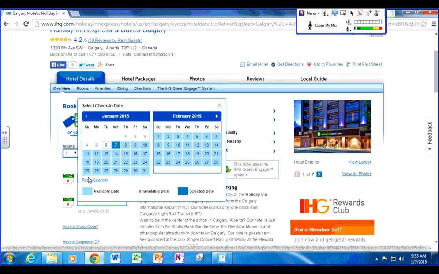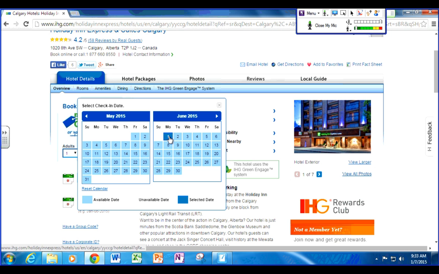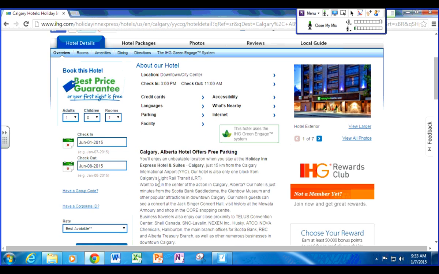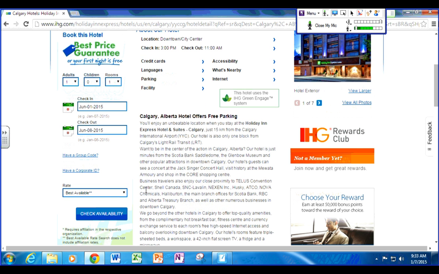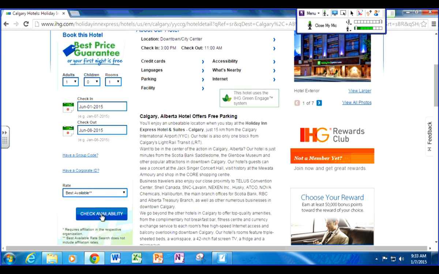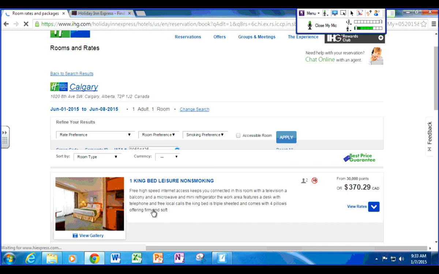All right, let's try it. It says summer, so let's try. And it's 7 days, right? So maybe we'll go from, yeah, there you go. And then our checkout would be a week. I think that's 7 nights. And then the best available rate. Now there are other rates you might have, like AAA if you have an Auto Club, a Government of Canada rate somehow, or a senior discount, if someone traveling with you has one. You can try to get a good rate. Check availability is usually pretty good.